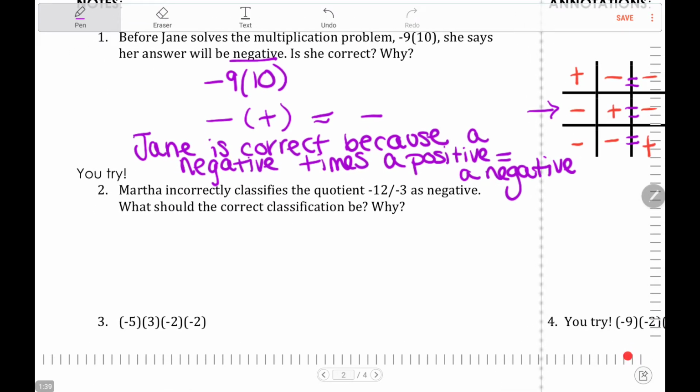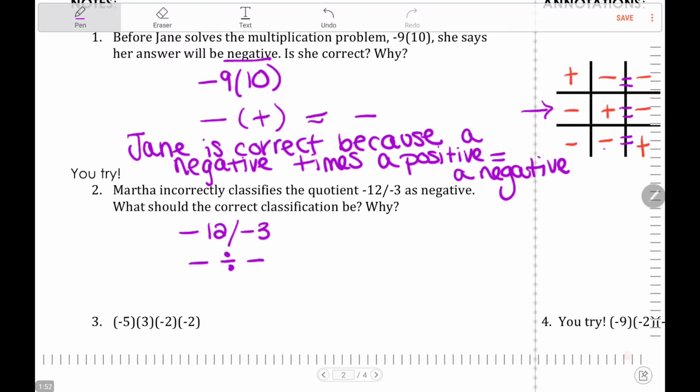So what did you get? Negative 12 divided by negative 3, so that's a negative divided by another negative. If we use our chart, a negative and a negative makes a positive. So Martha said it was a negative. So the correct classification should be positive.